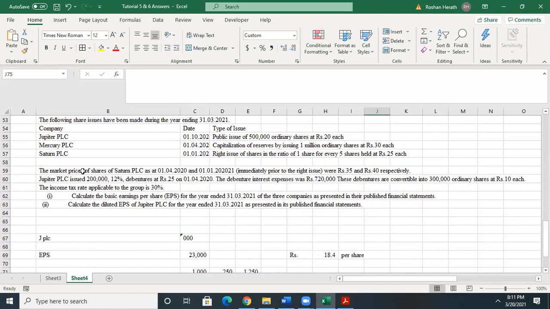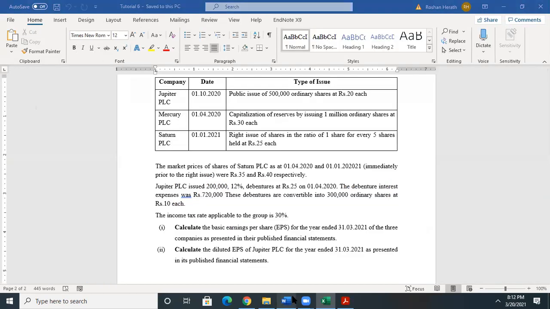So it says that the market price per share of SPLC as at 1st of April 2020 and 1st of January 2021, immediately prior to the rights issue, was 35 and 40 respectively. Sorry, it's a mistake over there.